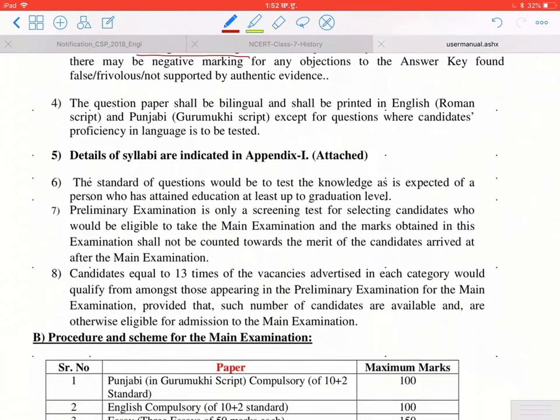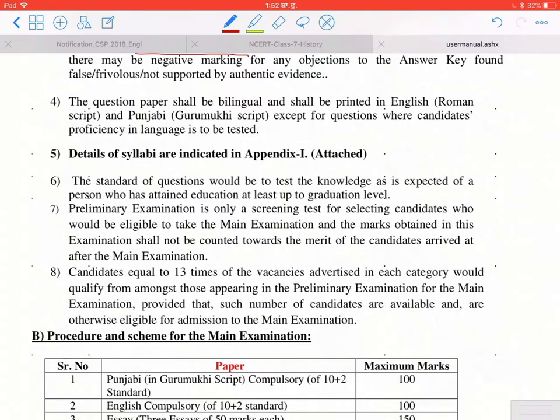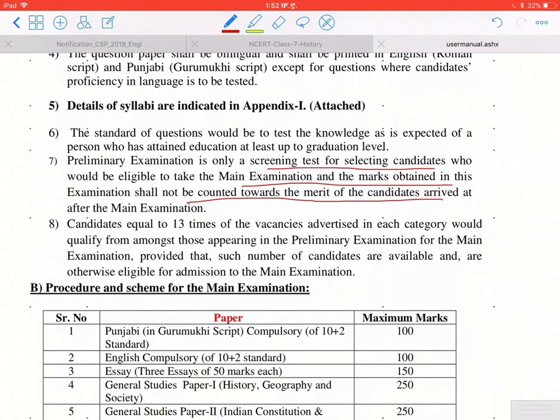and the preliminary is only a screening test. The marks obtained in the examination shall not be counted towards the total merit. Candidates numbering 13 times the vacancies advertised in each category will be eligible for admission to the main examination.